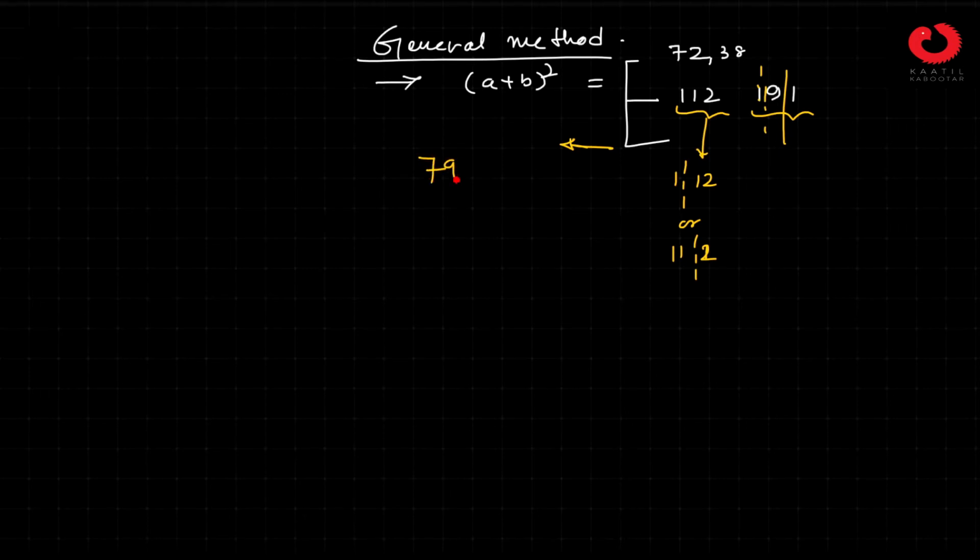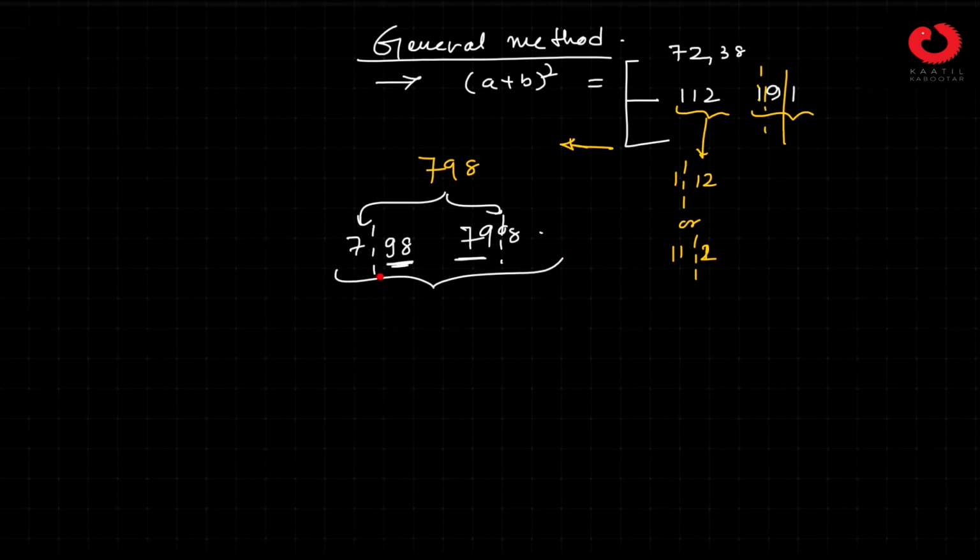Suppose a number is 798, and if you try to make the partition from here, like 7 partition 98, or 79 partition 8, both of these will put you into trouble, because 98 square you might not know, and 79 square you might not know. And this motivated us to devise another method so that squaring such numbers becomes easy.